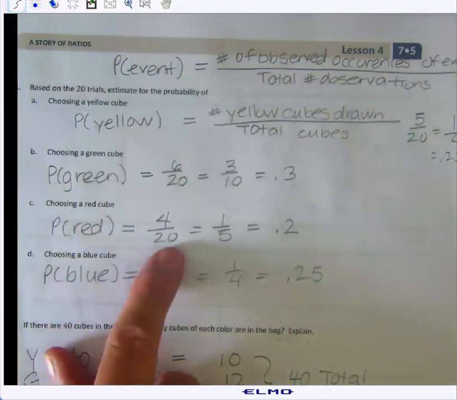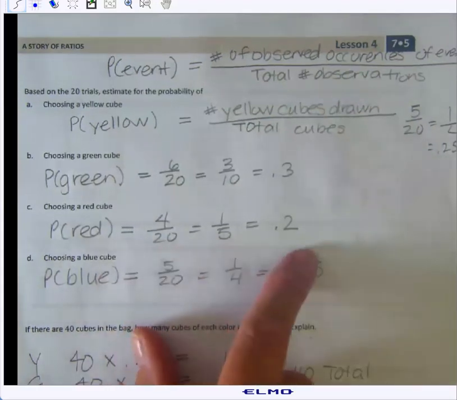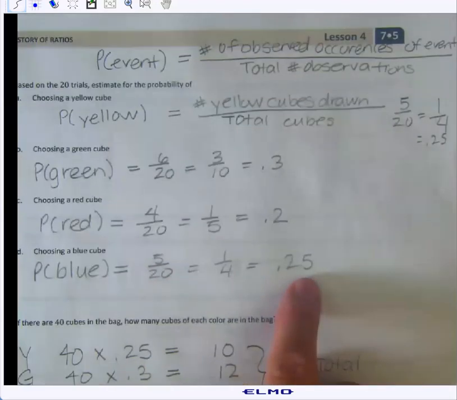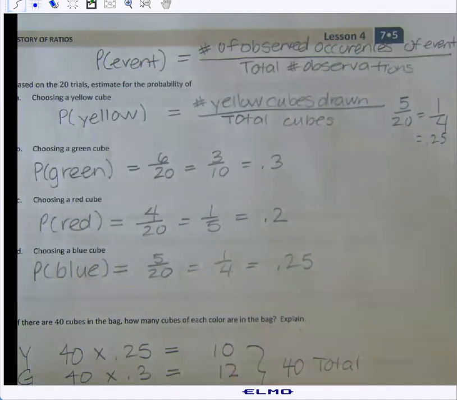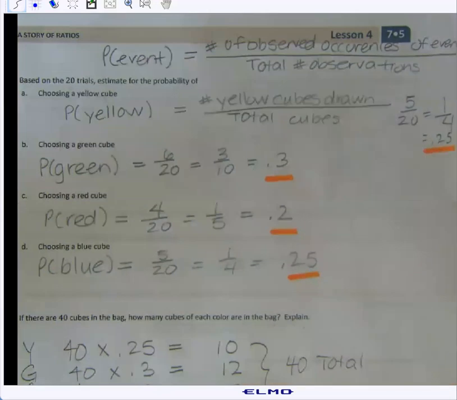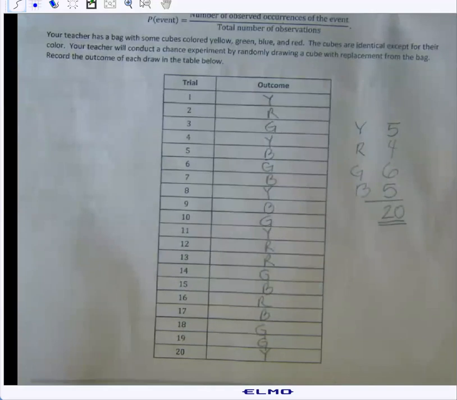Red, I only got 4 red. That was my lowest one. So that reduces to 1 out of 5, or 0.2. And blue was the same as yellow. It came exactly out to 0.25. So all of these probabilities that we just calculated are the experimental probabilities based on the experience that we got from this trial, or from this experiment, I should say.